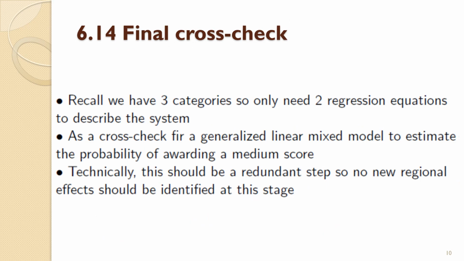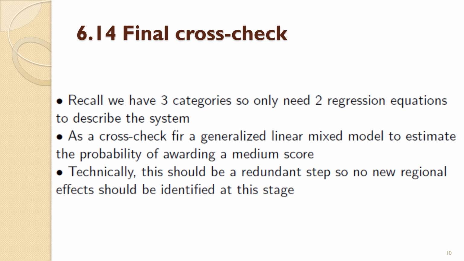Final cross-check then. Recall we've got 3 categories, so we only need 2 regression equations to describe the system. So just as a common sense thing, as a final extra sanity check, we could fit a generalized linear mixed model to estimate the probability of a medium score. So technically this should be a redundant step, precisely because you need only 2 regression equations to describe a system with 3 categories. But it's still useful to check this.